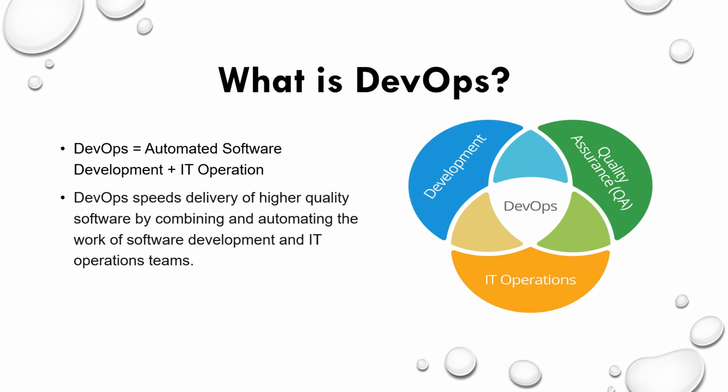What is DevOps? DevOps speeds delivery of higher quality software by combining and automating the work of software development and IT operation teams, two groups that traditionally practiced separately from each other.